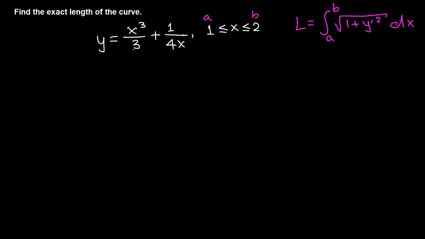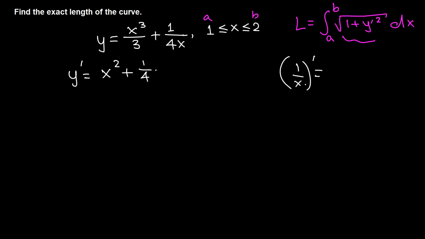So let's find the integrand first. That means we need to find the derivative. Look here, the derivative is squared, plus 1, and take a square root. Okay, so y prime is the derivative of two terms here. x cubed gives 3x squared over 3, just x squared, plus 1 over 4 times 1 over x. So for 1 over x, let's find the derivative.